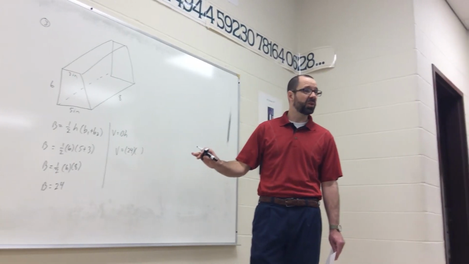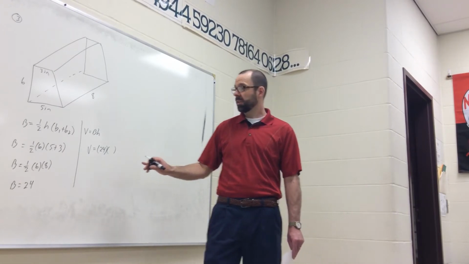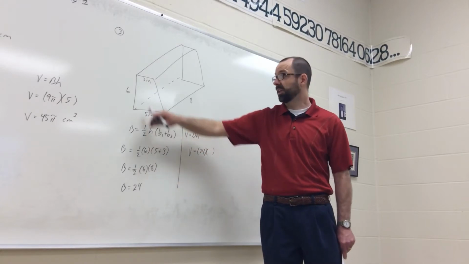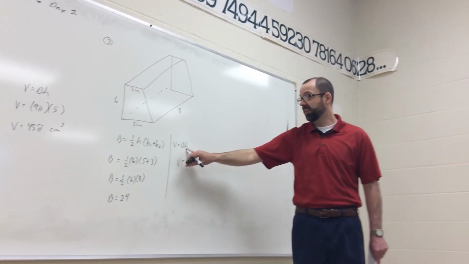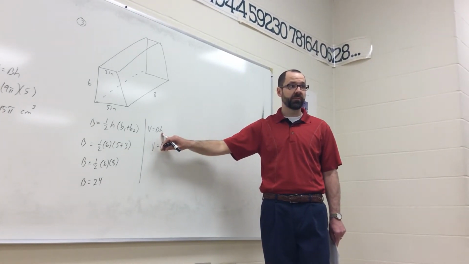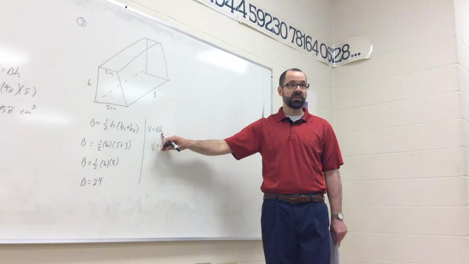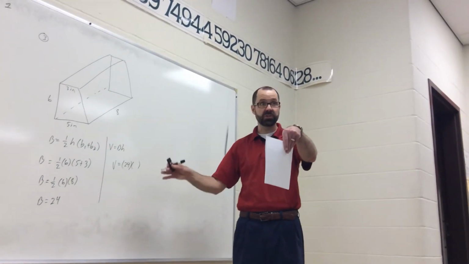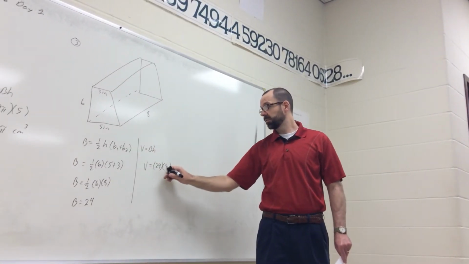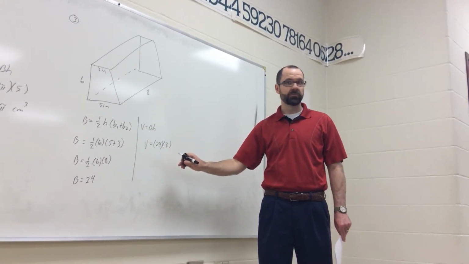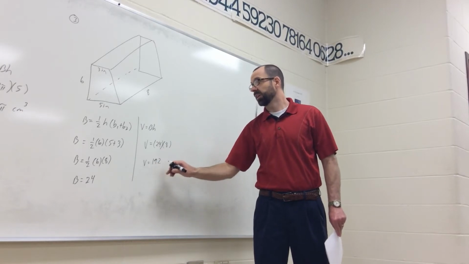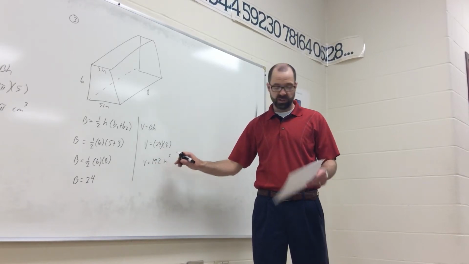Okay, now here's the next little bit tricky part about this problem. This H is the height of the trapezoid. See how that's 6? This H is the height of the 3D figure. And the 3D figure is going from the trapezoid back to the trapezoid. So the height of the 3D figure is 8. So then you take 24 times 8, which is 192. And that would be cubic inches.